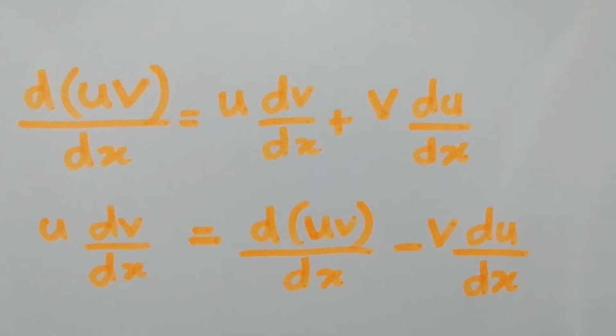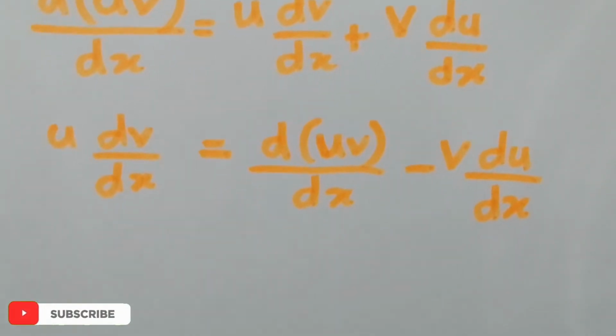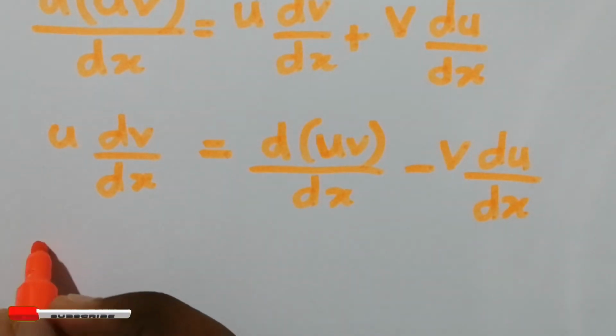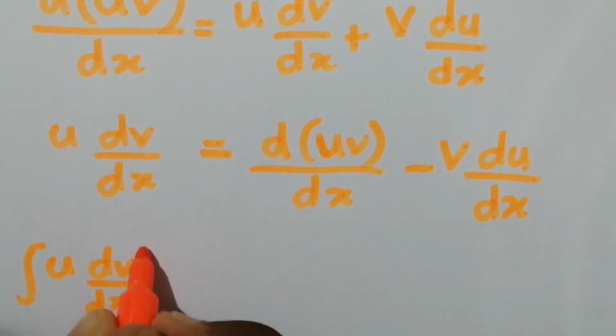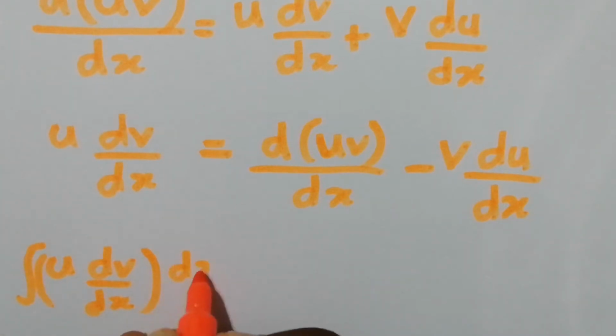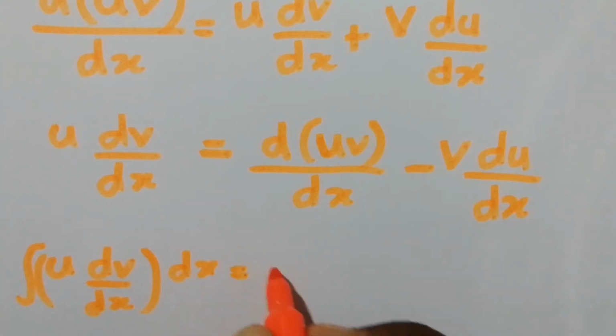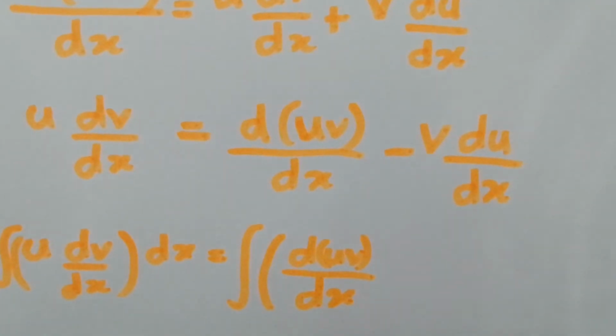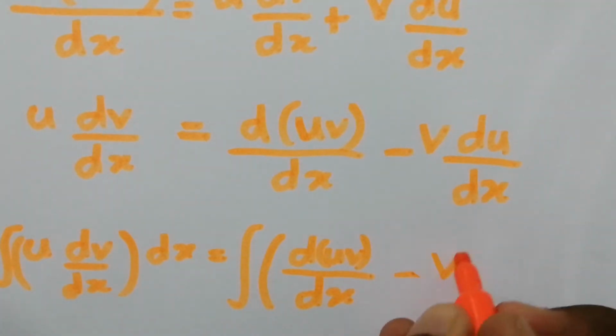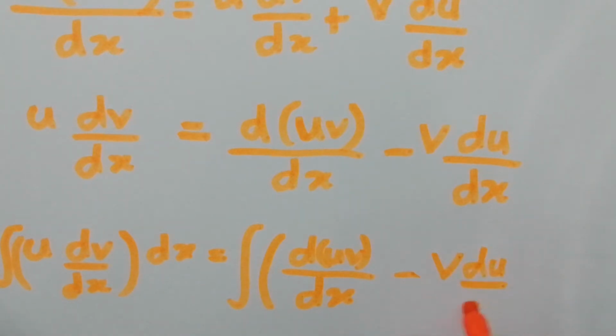Now I am going to integrate both sides with respect to x. Integral u dv upon dx times dx is equal to integral d(uv) upon dx minus v du upon dx times dx.